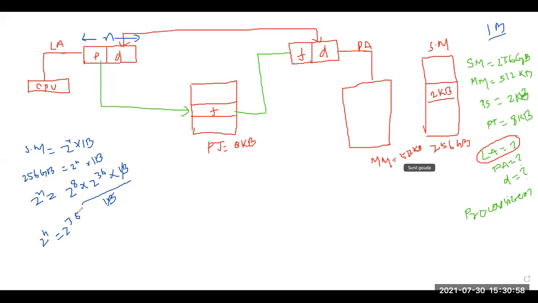So n equals how much? n equals 38. So how many bits are used? Now this n equals 38. So 38 bits are used for representing the logical address. Now simply tell me how many bits are used for representing the physical address. Suppose this is equal to m. m is equal to. So what is the value of m here?